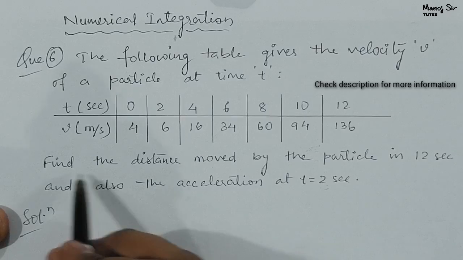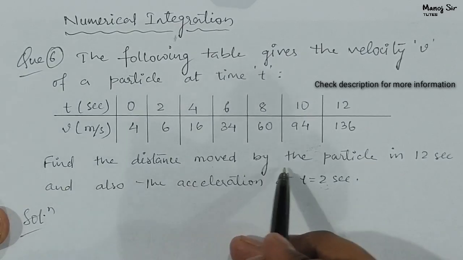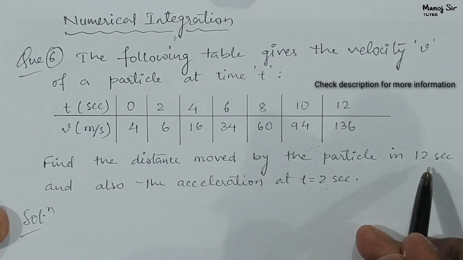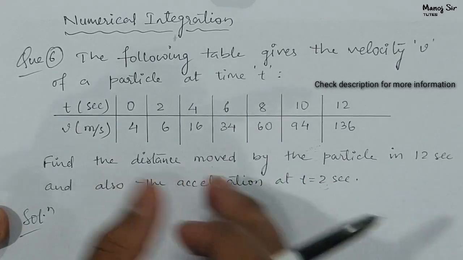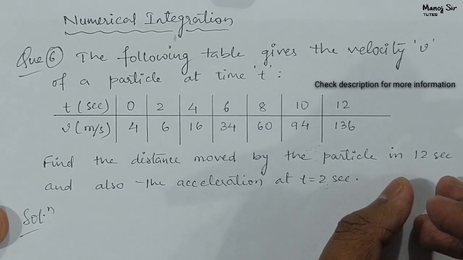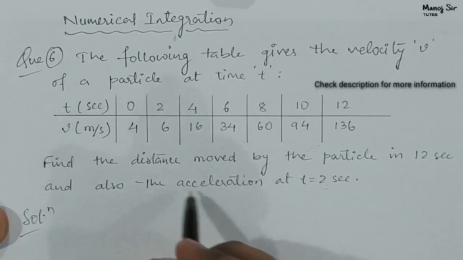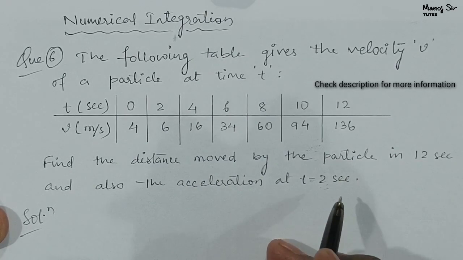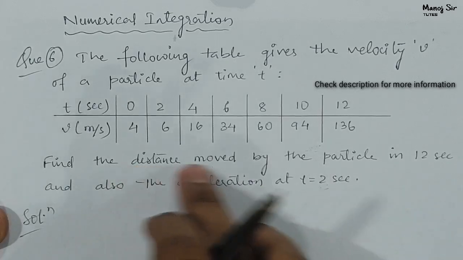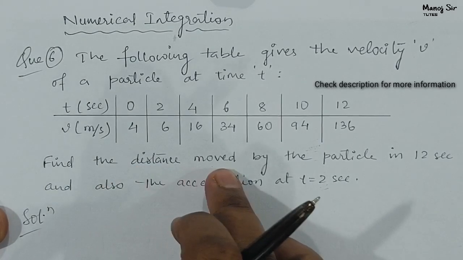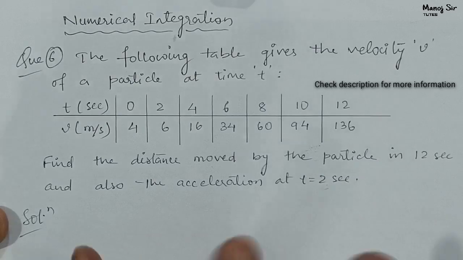In the problem, it is asked to find the distance moved by the particle in 12 seconds, and also the acceleration at t equals 2 seconds. This part is very important: we need to find the distance moved by the particle in 12 seconds.